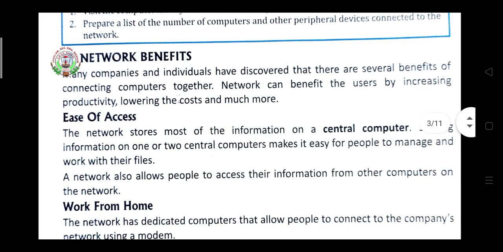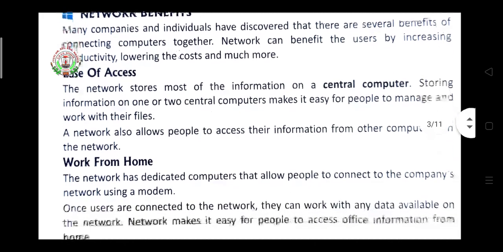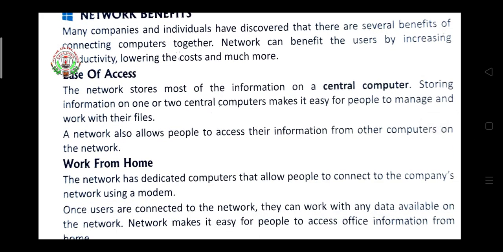Then ease of access: a network stores most of the information on a central computer. Storing information in one or two central computers makes it easy for people to manage and work with their files. A network also allows people to access their information from other computers on the network. Suppose some documents are saved in system number 1 and you are sitting at system number 3. With the help of networking you can access system number 1 data from system number 3.